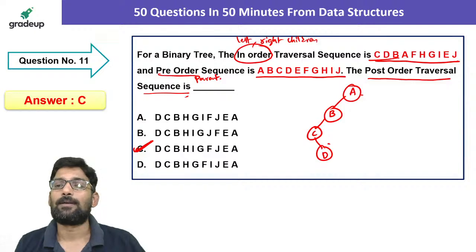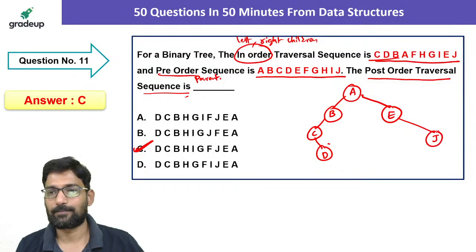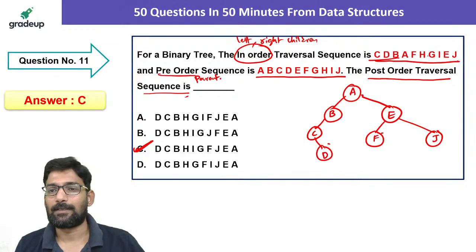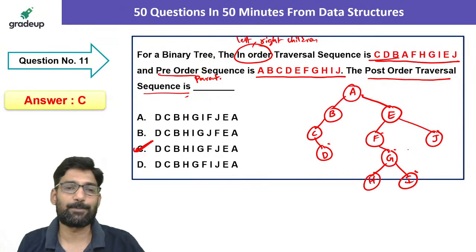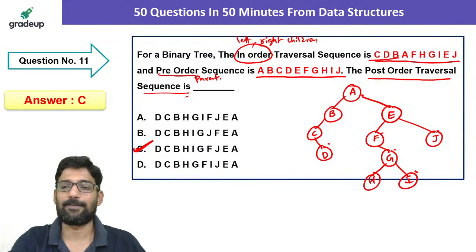Now out of F, H, G, I, E, J, E is on the front, so E is the parent and J is the right child. Now in F, H, G, I, F is first, so that will be parent. Now in H, G, I, G is first and H is left, I is right. Now it is easy for you to derive the post-order sequence. So you will get D, C, B, H, I, G, F, J, E, A.